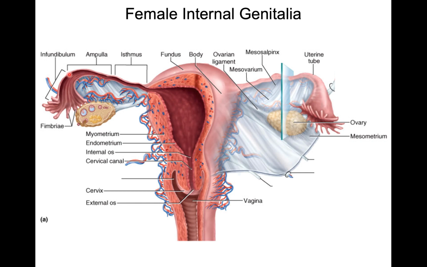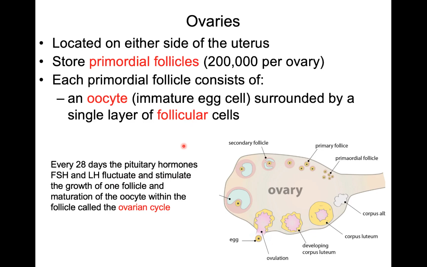If sperm doesn't come and fertilize the egg to cause implantation, the inner lining of the uterus is going to shed, and that's what causes the menstrual cycle. You'll learn more about this in physiology, but for now, this is just the basic anatomy.